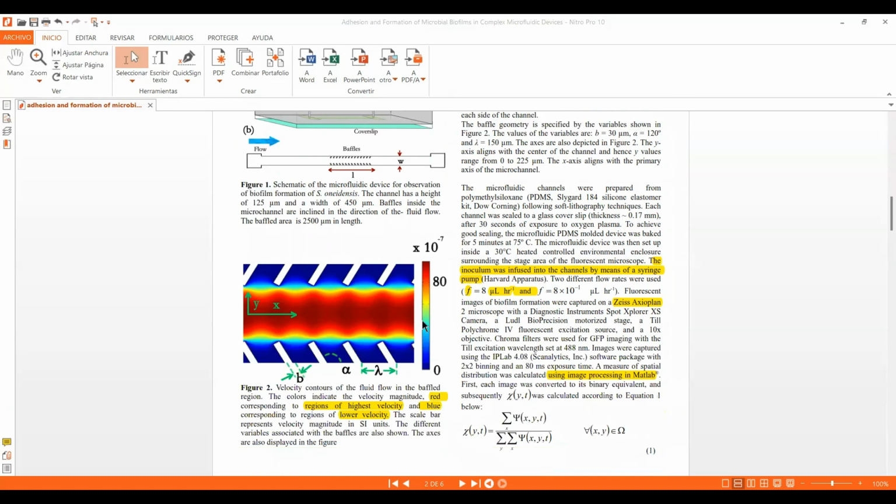So here, when they apply the microscopy to observe how the flow behaves in these baffles, they have different flow rates. The velocity contours of the fluid flow in the baffle regions we can observe here. The color indicates the velocity magnitude. The color red corresponds to regions of higher velocity, and the blue corresponds to regions of lower velocity, like this.